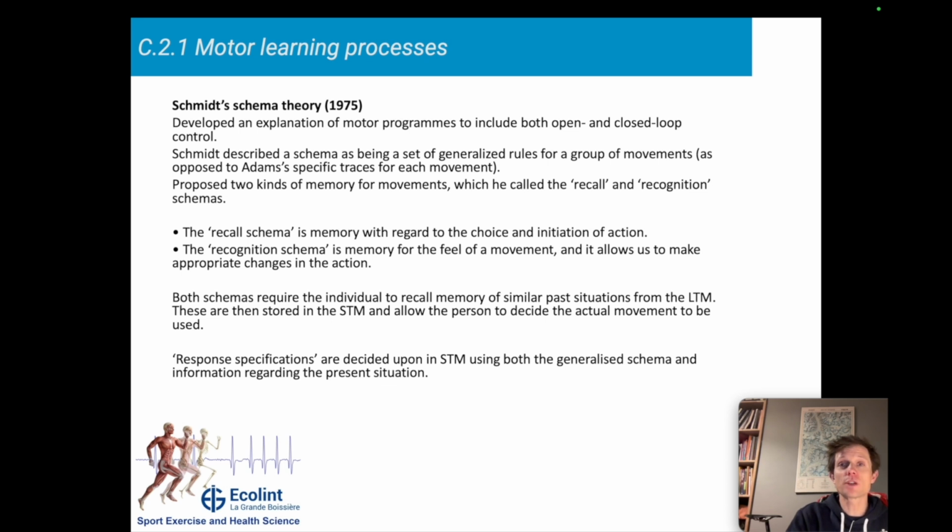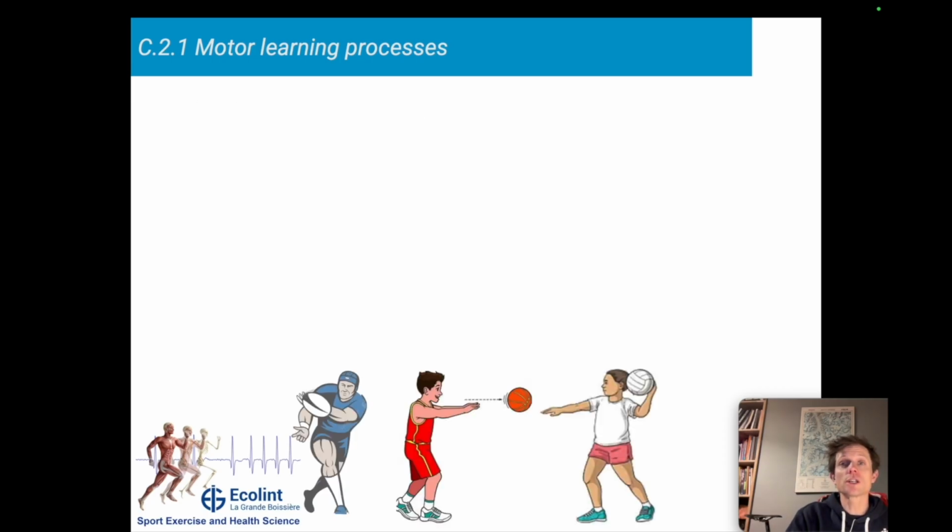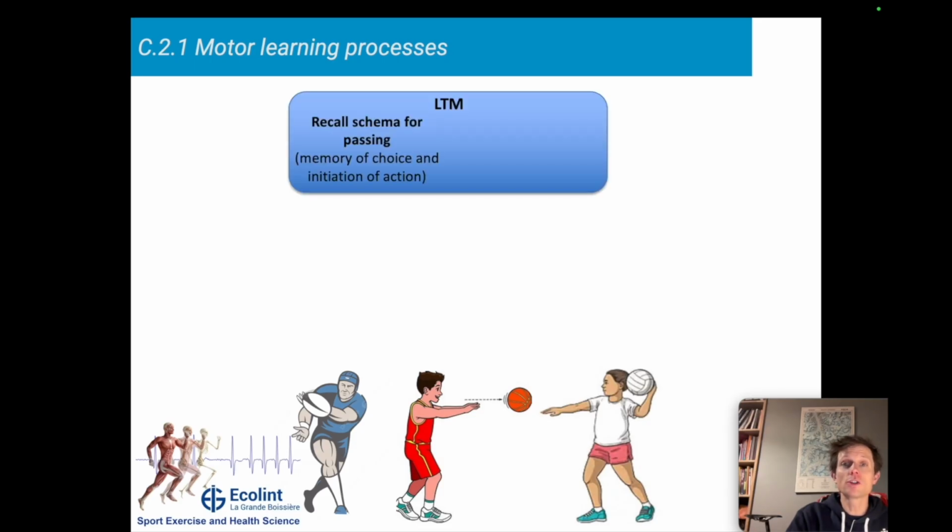These response specifications, or the specific responses required for that exact movement, are then decided upon within the short-term memory, using both the generalized schema and information regarding the present situation that's being inputted into the short-term memory. This diagram here shows a slightly more simplified idea of Schmidt's schema theory. So in the long-term memory, we have the recall schema for passing a ball. We also have the recognition schema for passing, and that's the memory of the feel of the movement.